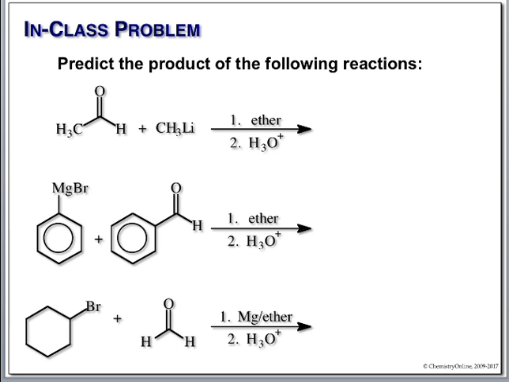Our first one, our methyl group is our nucleophile. It's simply going to add to the carbonyl carbon. The carbonyl carbon will now be an alcohol with a methyl, a hydrogen, and another methyl. It will be 2-propanol.